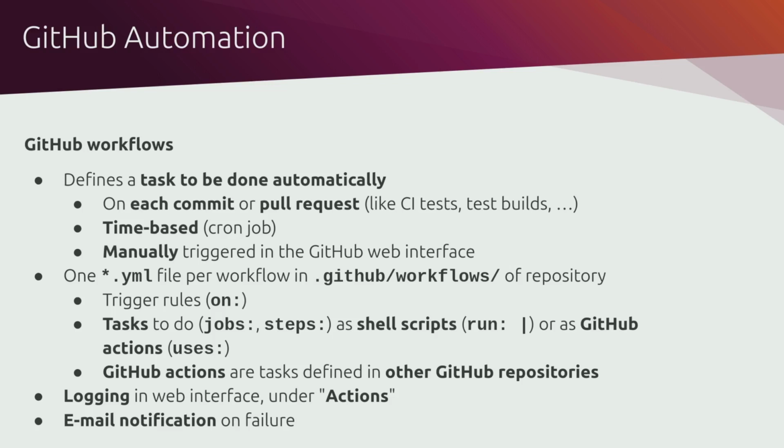This means that the workflow, a workflow is a definition of an automation in GitHub, can also be run time-based. For example, once a day, once an hour or so. We will run ours once a day. So once a day, we will check whether one or another of the upstreams has released. And we can also manually trigger it by a button in the GitHub web interface.